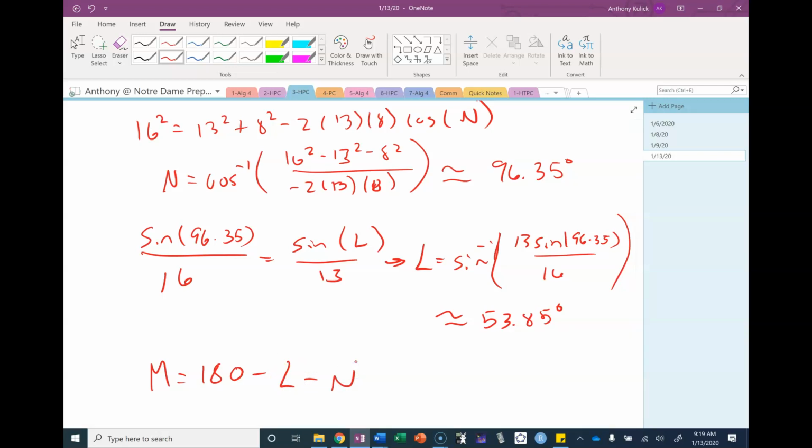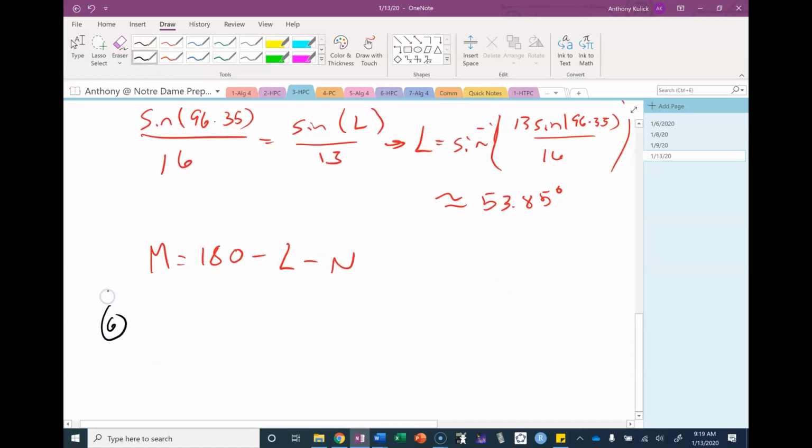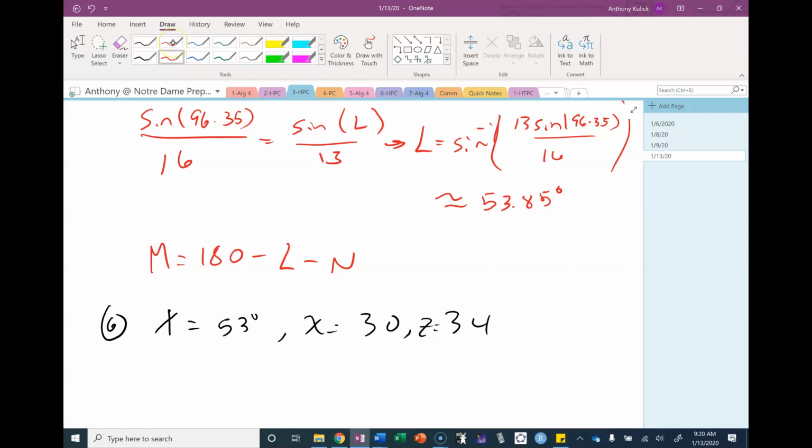Raul? How did I know 6 was an ambiguous case? Okay. So we have angle X is 53 degrees, side X is 30 degrees, and then side Z is 34 degrees. First thing I did was I observed that this is an SSA situation. Are you good with how I can tell that just by looking at it?